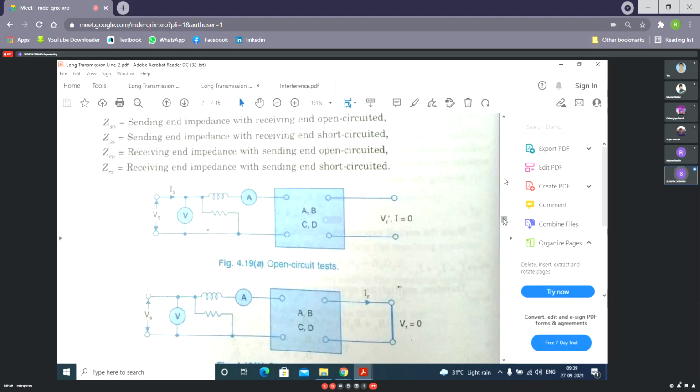Now see, this is ABCD. This is one transmission network. We have to find what are the ABCD constants of this transmission network.